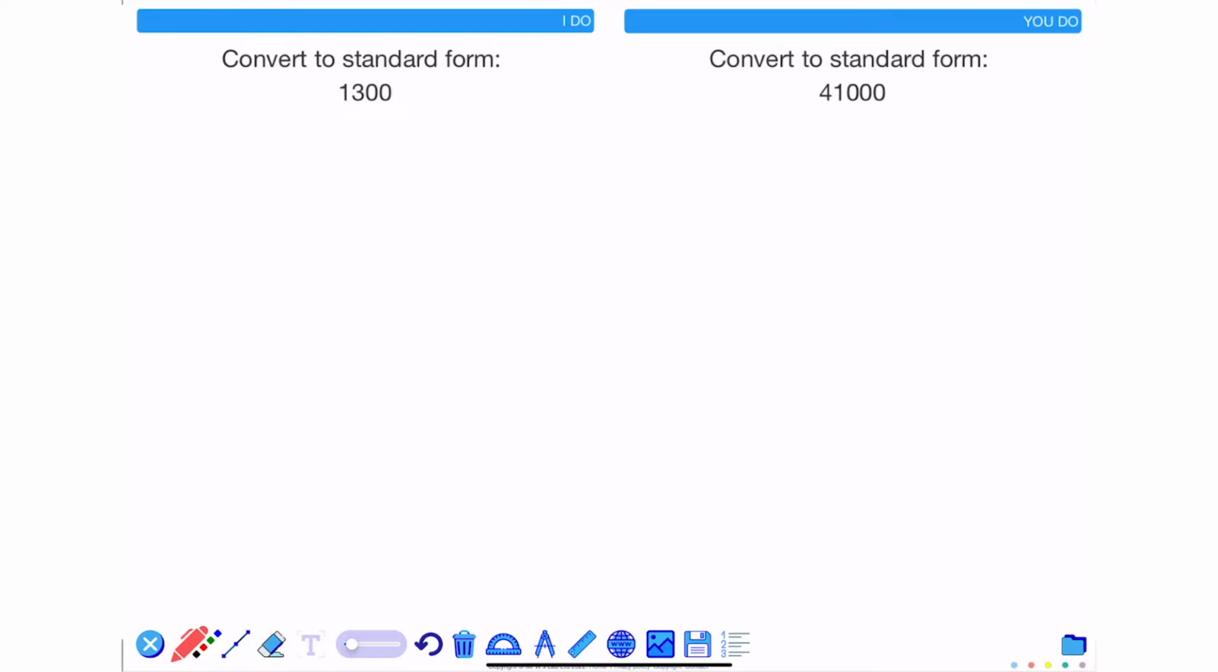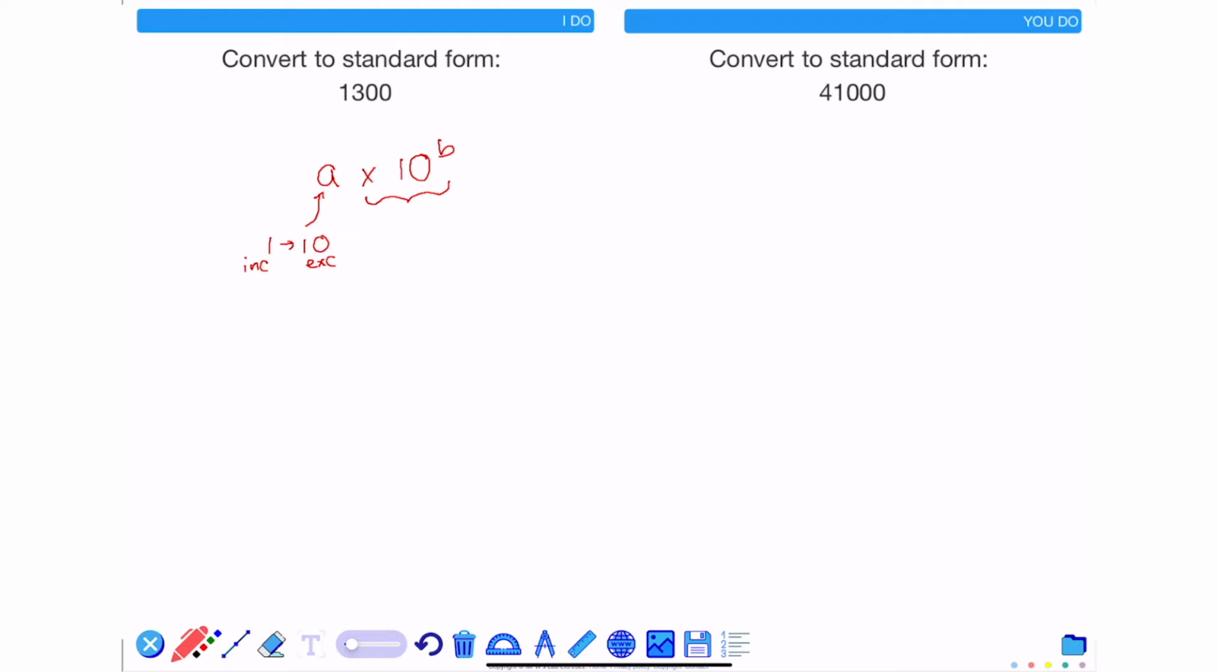Standard form is a clean way of writing very big or very small numbers that have excess zeros. A number that is written in standard form will always look something like this, where the value of a will be a number between 1 and 10, where it's inclusive of 1, but it does not include 10. It will always be multiplied by a power of 10.